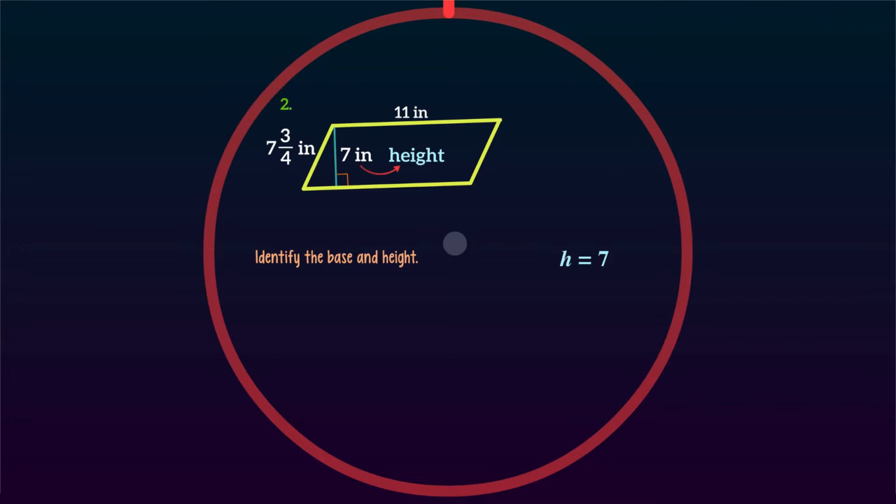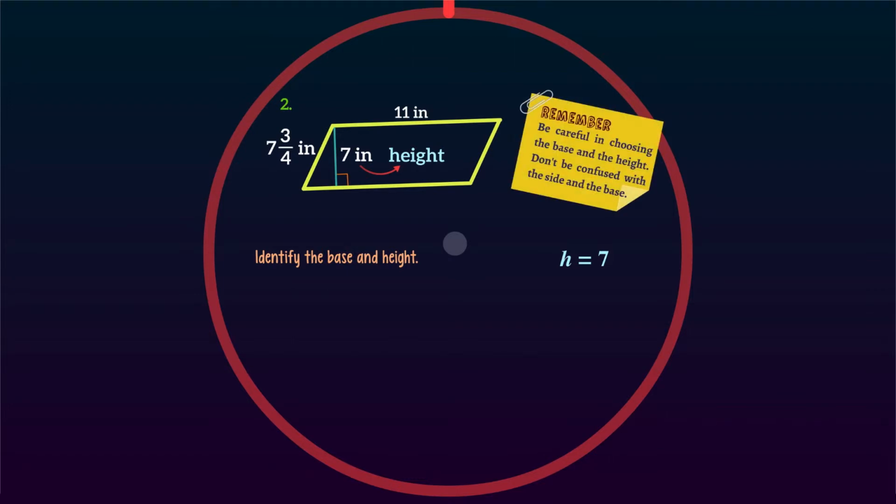If you thought 7 3/4 is the height, let me give you a reminder so that you will not get it wrong next time. Be careful in choosing the base and the height. Don't be confused with the side and the base. When you get confused, go back to the definition of height. Let's be reminded. Height is the shortest distance between the base and its opposite side, and it is always perpendicular with the base. Moving forward, we can say that this here is the base. We know that the opposite sides are congruent, so B is also 11 inches.